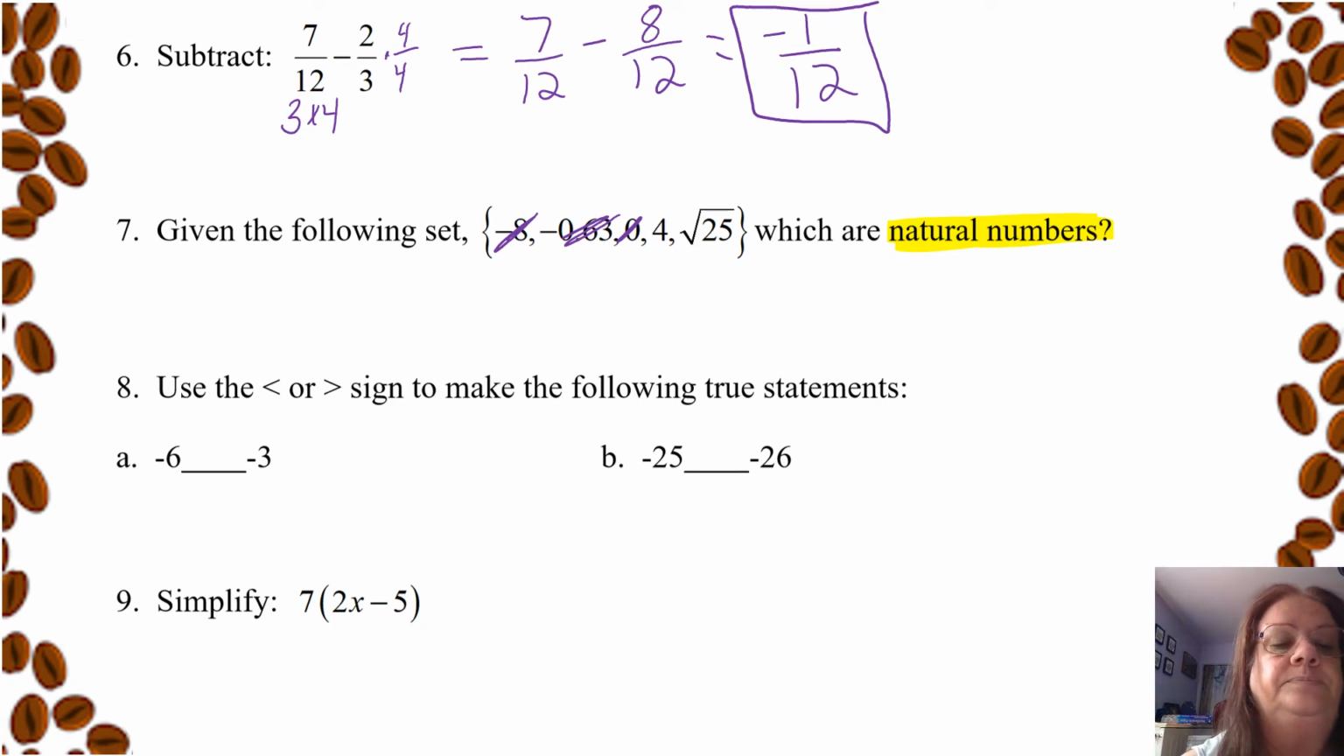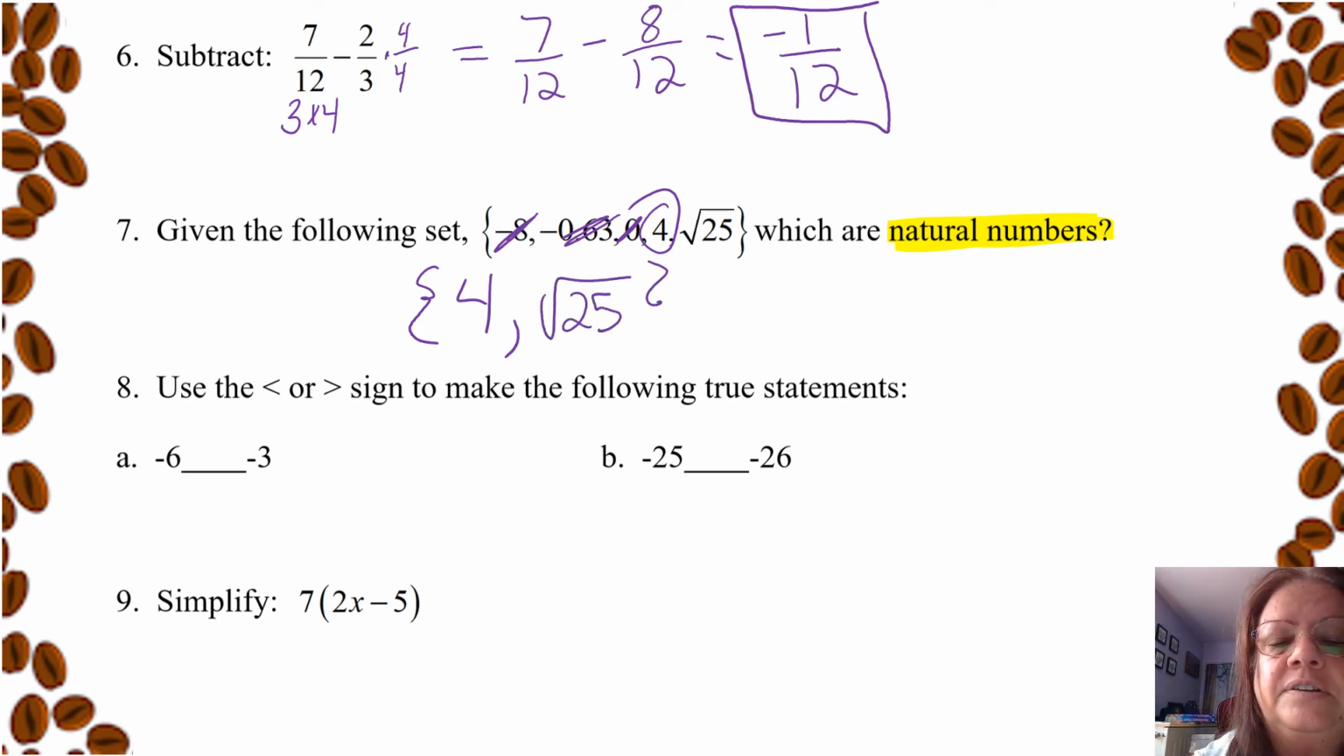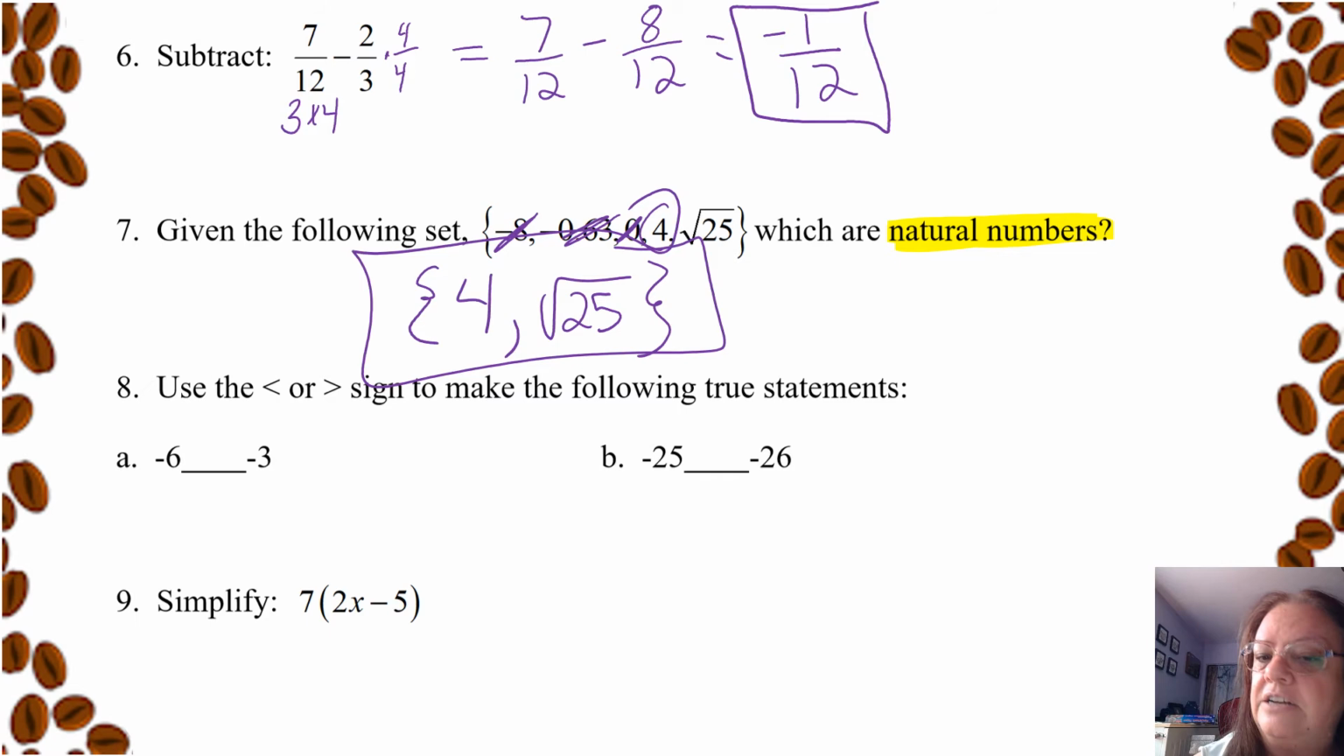So, 4. We're going to write it in set notation. So, 4. And what is the square root of 25? Is that rational? Yes, it is. The answer is 5. So, therefore, this is a natural number because it's representing 5. Not a decimal, not an irrational number. Right? So we're actually going to write that, though, as square root of 25. Okay? So that's my answer right there. Those are my natural numbers.